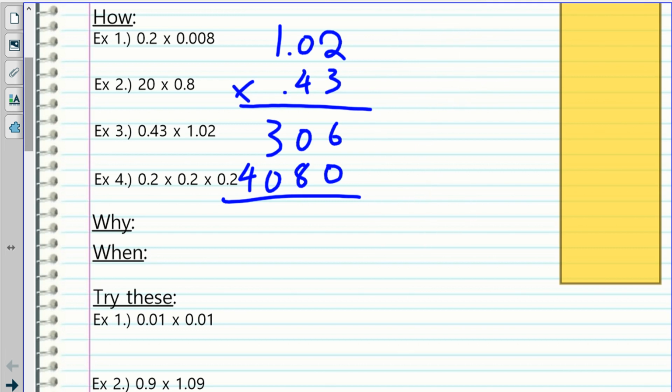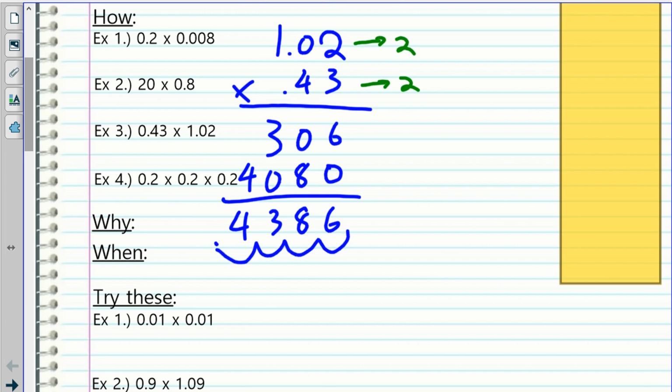Okay. So that notwithstanding, let's keep going. Add. Now, how many decimal places are there? There's 2 here. There's 2 here. So, 1, 2, 3, 4. So it's 0.4386. And again, it's always nice to rewrite the answer. Just a very good habit to pick up.